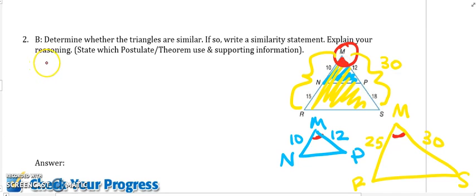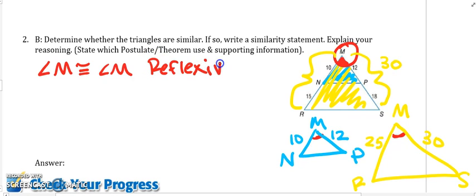So we do know that angle M is congruent to angle M because it's included in both of them, which makes it the same on both of them. So it's your reflexive property of congruence. And so there I have an A.